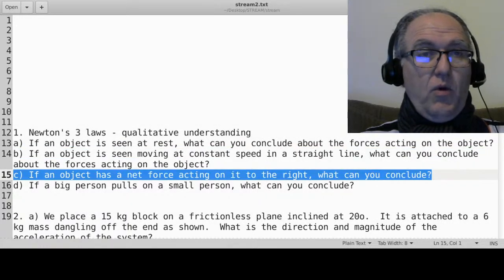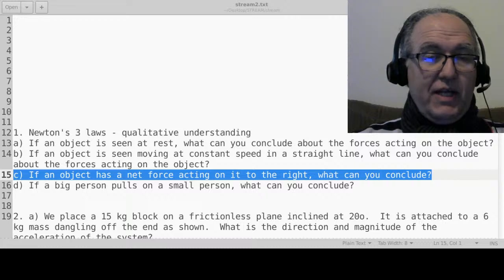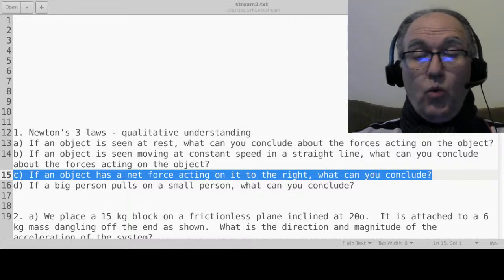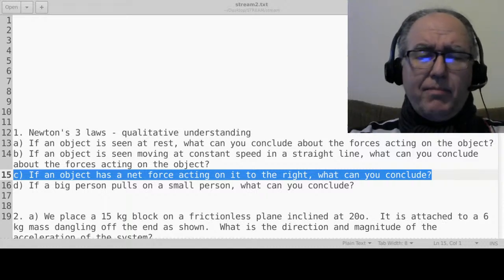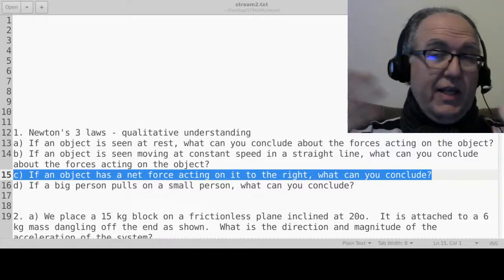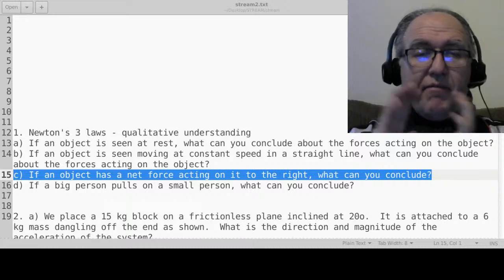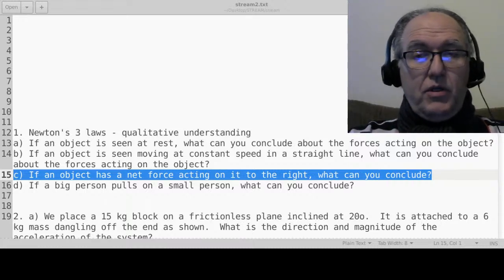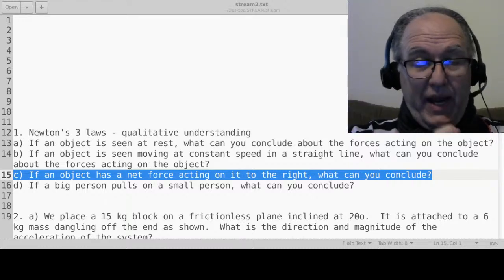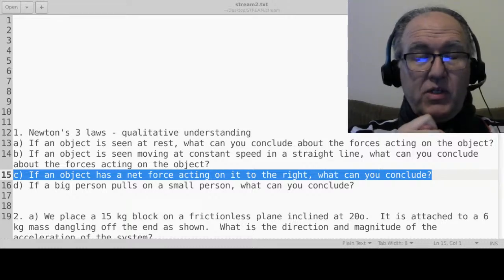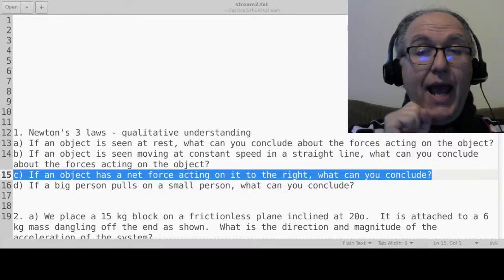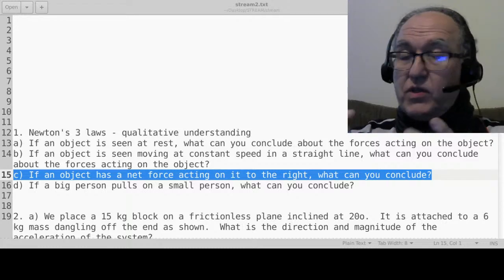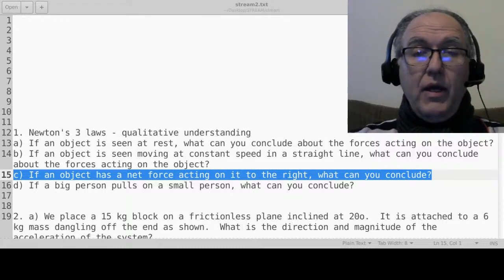Okay, all right, so here we have another question that I could ask. If an object has a net force acting on it to the right, what can you conclude? Okay, so there's some object, and there's a couple of directions, left and right, and there's a net force acting on this object to the right. What can you conclude? Well, it's going to accelerate. Because there is a net force, it's going to accelerate. That's the second law. And it's going to accelerate in the direction of the net force. It's also going to accelerate to the right. So applying the second law, the answer would be the object will accelerate to the right.